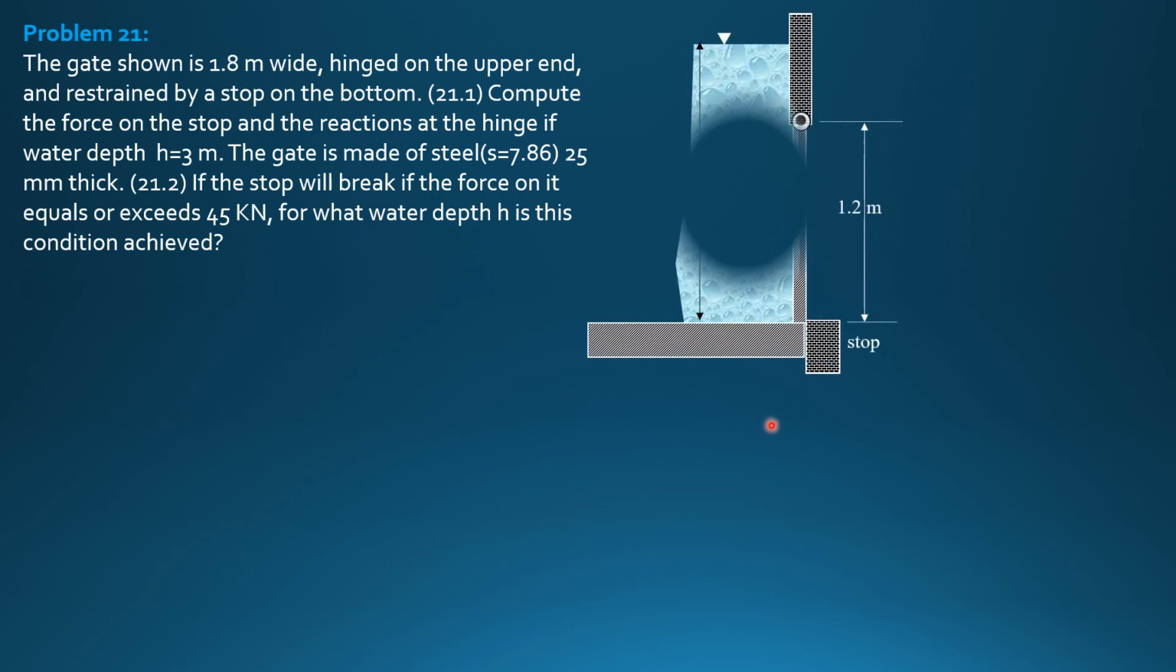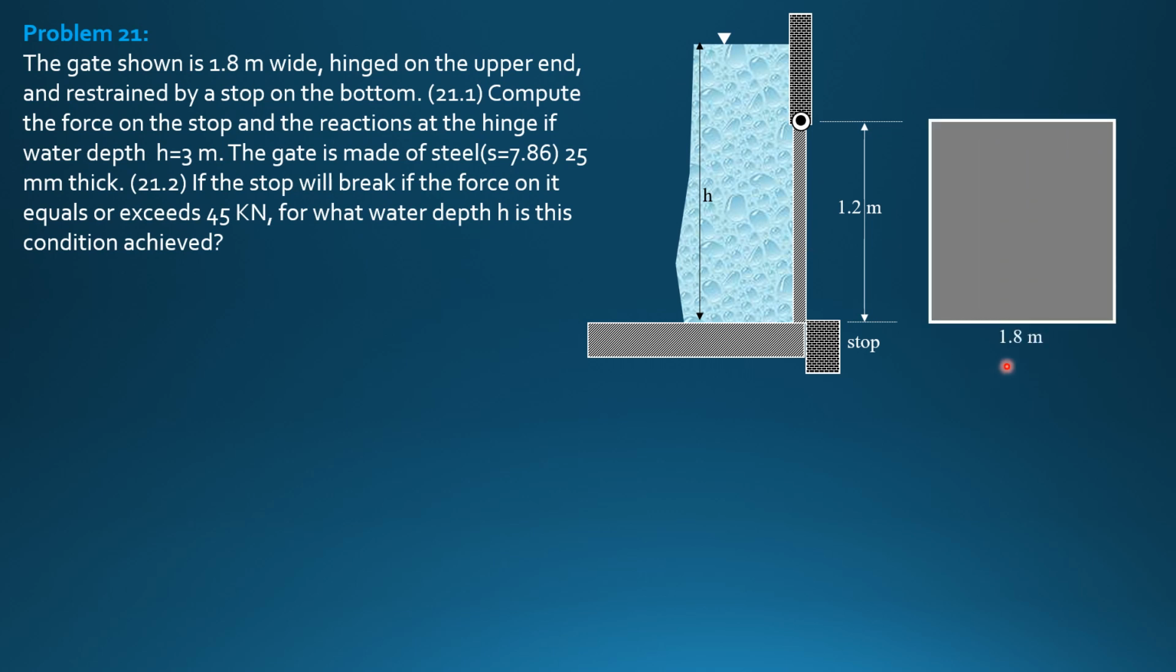So this is the figure, that's the depth, 1.2 height of it. Then let's draw the normal view of the gate. So it is 1.8 meters wide, 25 mm thick. This is the stop to prevent the gate from opening counterclockwise, and that's the hinge.